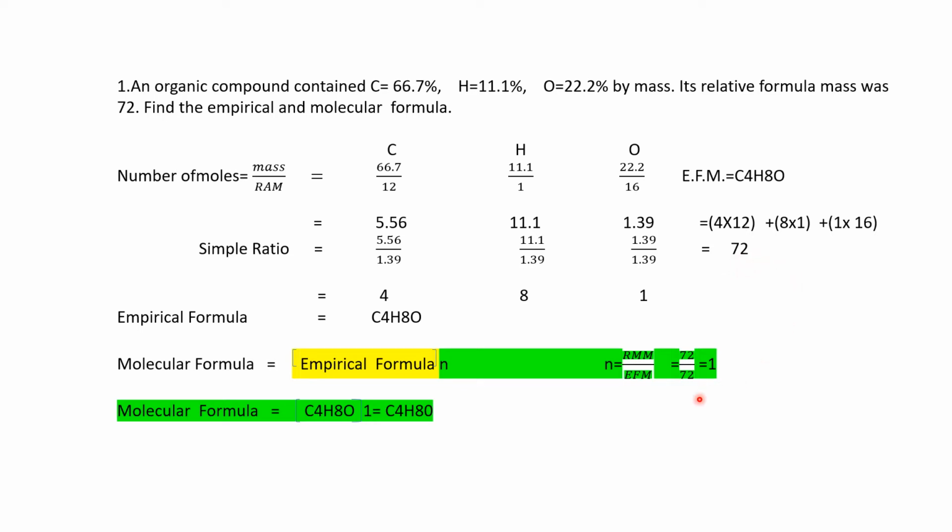Substitute that value in this denominator. We get 72 divided by 72 equals 1. Substitute the value of N in the formula over here. Therefore, the molecular formula comes to C4H8O.